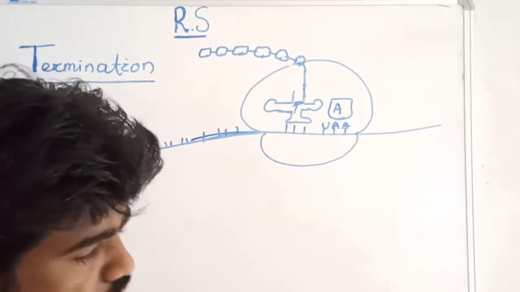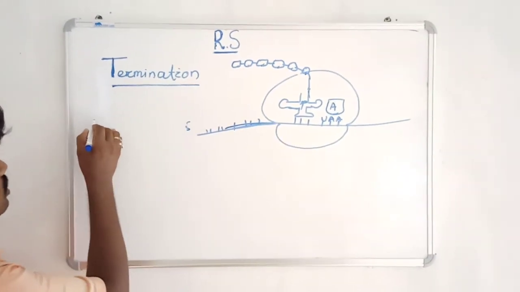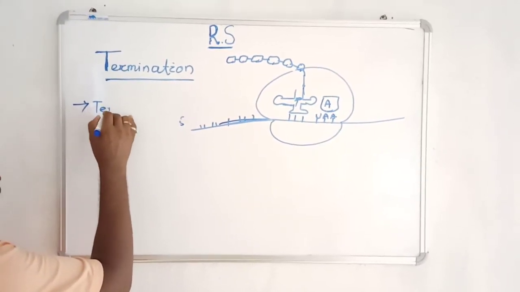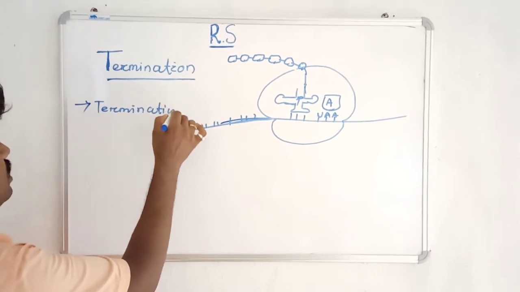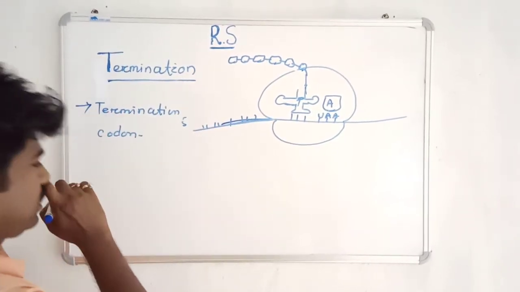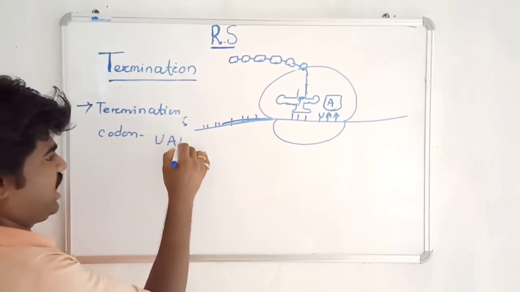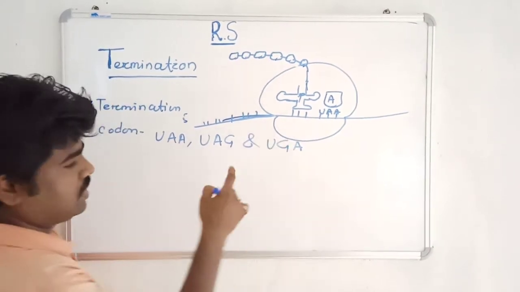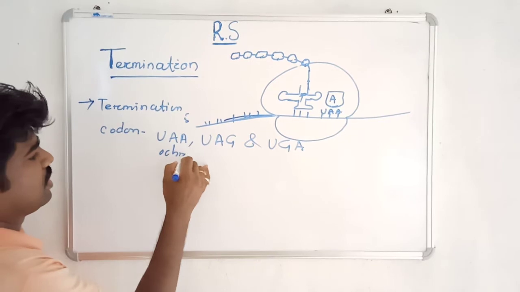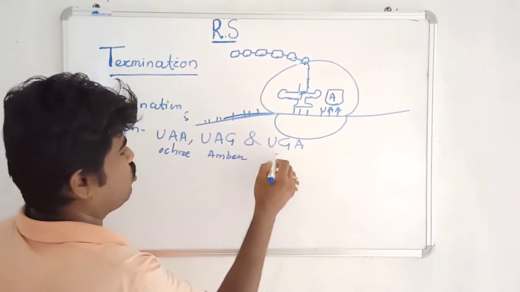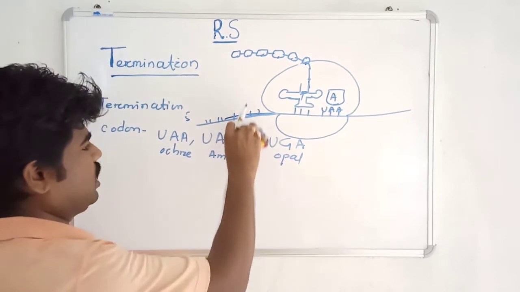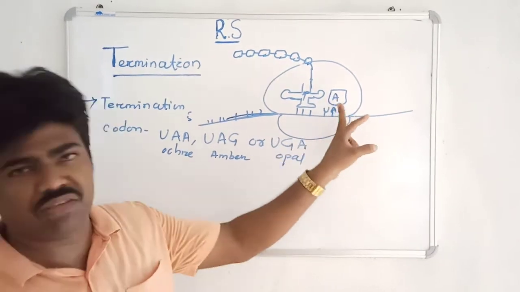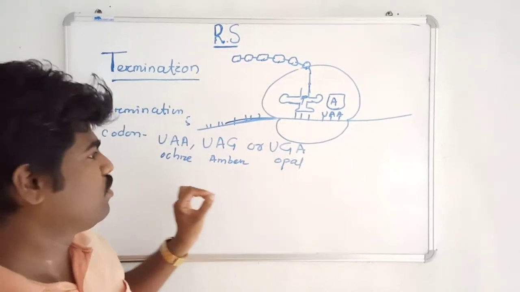So let's have a look at the components that are required for the termination process. So the following components are required. First, the process requires the termination codon. There are three termination codons: UAA, UAG, and UGA. They are also named ochre, amber, and opal. So UAA, UAG, or UGA. Any one of these termination codons at the A site can bring about the termination process.